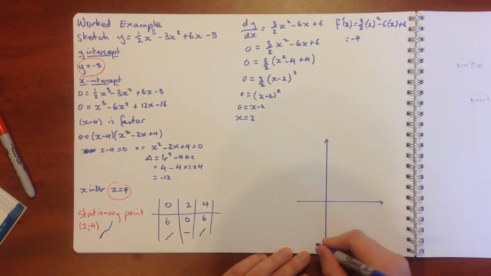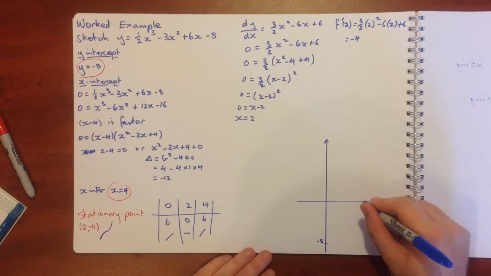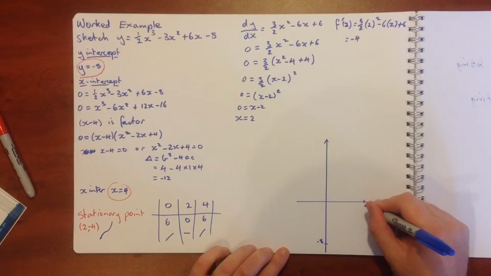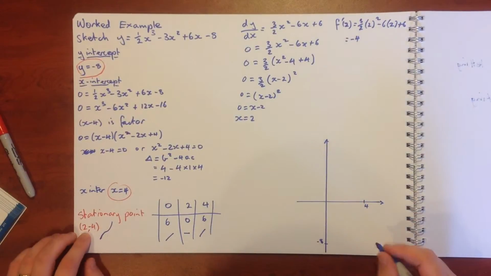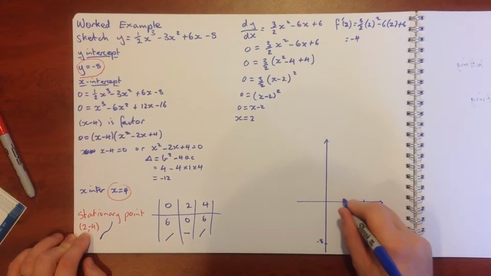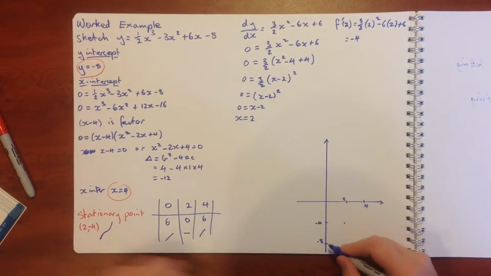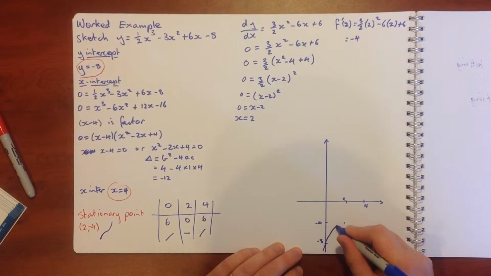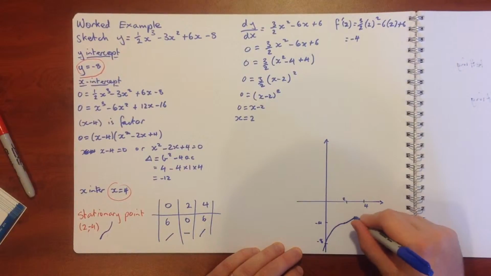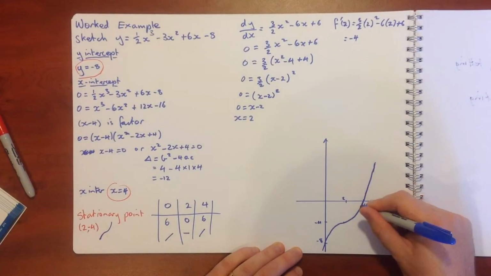So we know we come through at minus 8. We know we have an x-intercept at 4. And we know we've got a stationary point of inflection at (2, minus 4). So we know we're doing something like that.